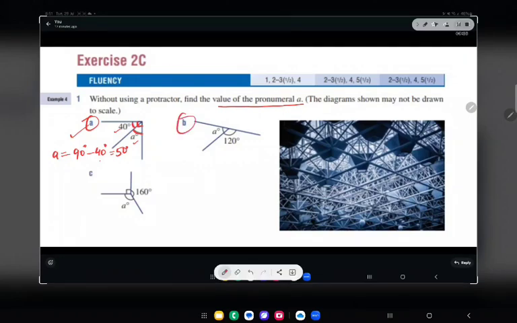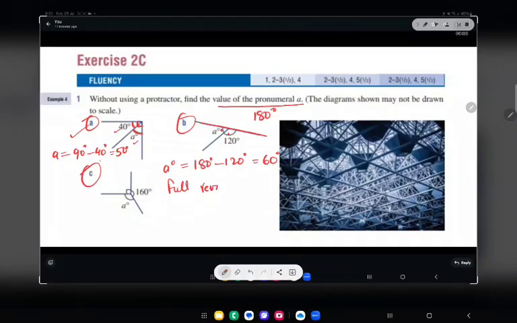Now for part B, it is on the straight line, so the sum should be 180 degrees. So 120 and A degrees together make 180 degrees. So A degrees should be 180 minus 120 degrees, which is 60 degrees. So that's my missing angle. Easy. Then for part C, this is a full revolution.